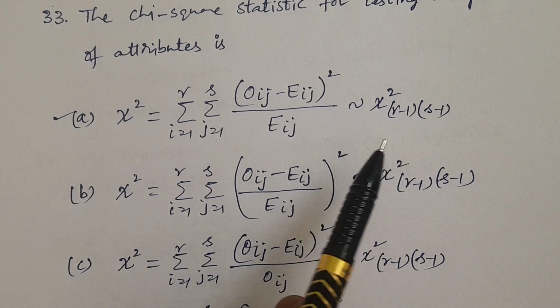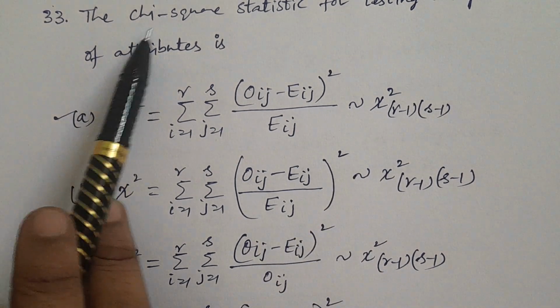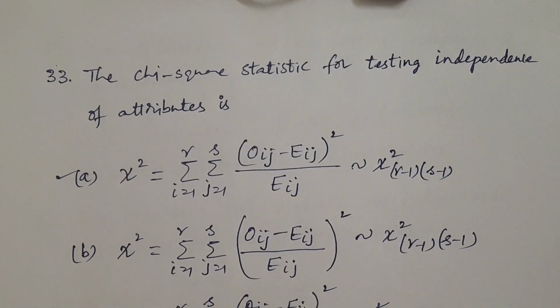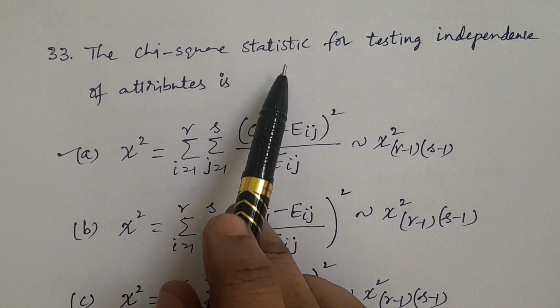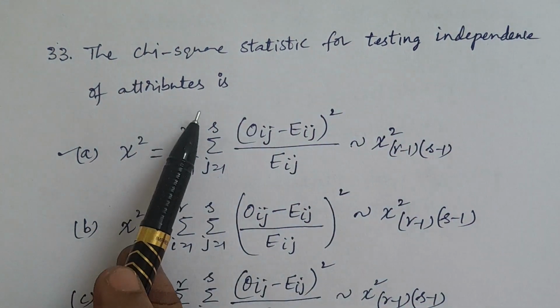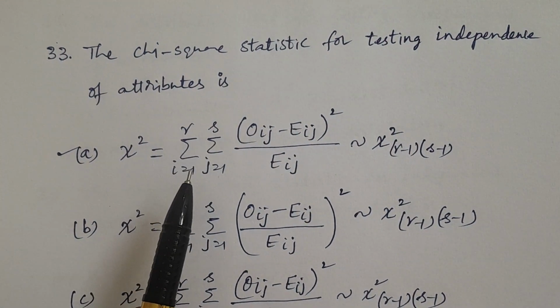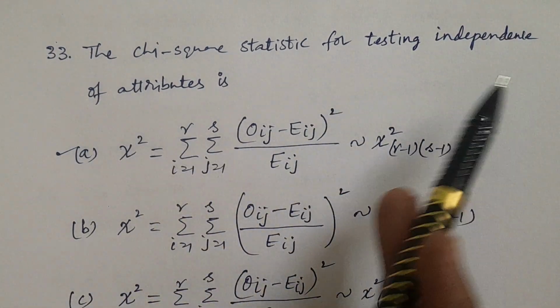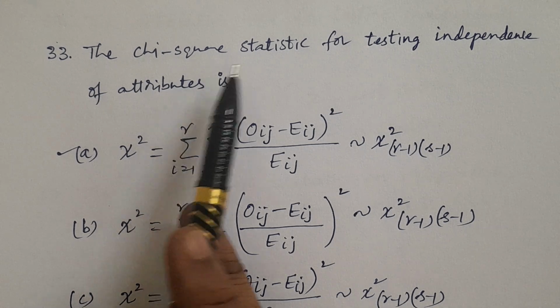Right? Now in Telugu. The chi-square statistic for testing independence of attributes is. So what is the chi-square statistic for testing independence of attributes? Independence of attributes ni test cheyadaniki chi-square statistic enti?